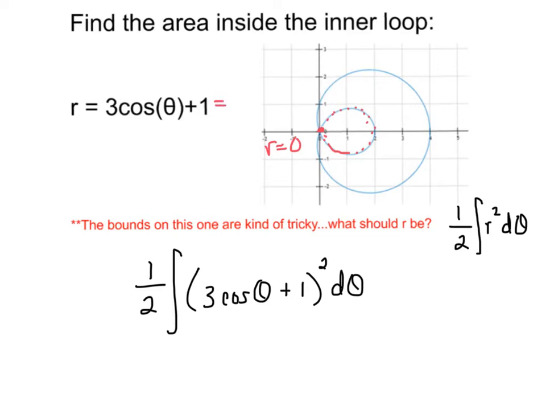So I take my equation and I set it equal to 0 because I need to figure out where r is 0. So I subtract 1. I divide by 3. And this is not one of those values that you need to know. You don't know the cosine of theta is negative 1/3. So you're going to actually use the inverse trig function on your calculator to figure out what theta is.